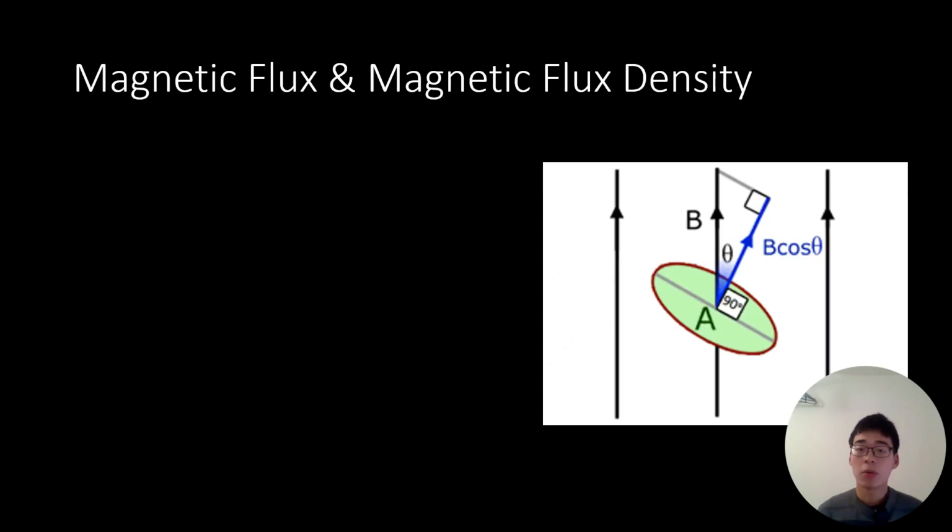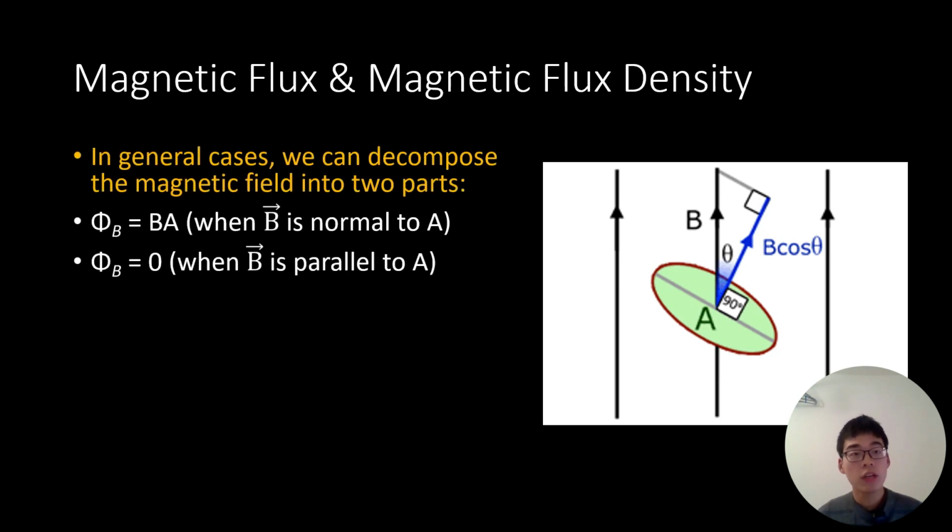In 99% of the cases, the area we have is at an angle with the magnetic field lines. It's not perpendicular, but it's not parallel either. So we can generalize these cases into two parts. In general cases, we can decompose the magnetic field into two parts.